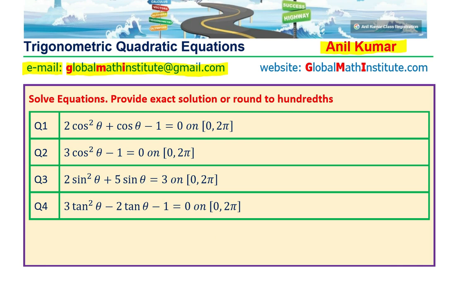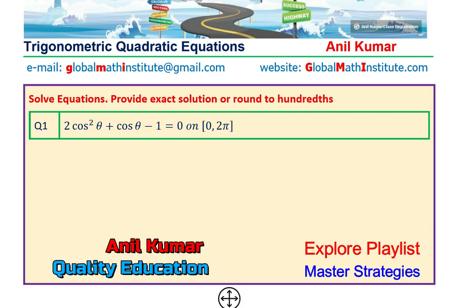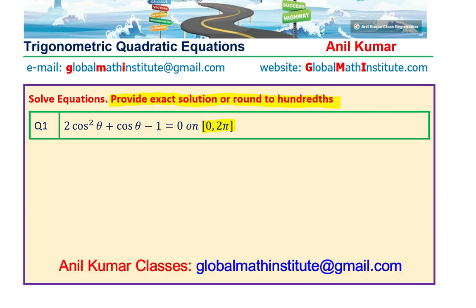So let's begin with the solutions. In these problems, we need to solve and provide exact solutions or round to hundredths. Since the domain of solution is from 0 to 2 pi, you should use the calculator with radians as the setting. Question number 1 is 2 cos square theta plus cos theta minus 1 equals 0.